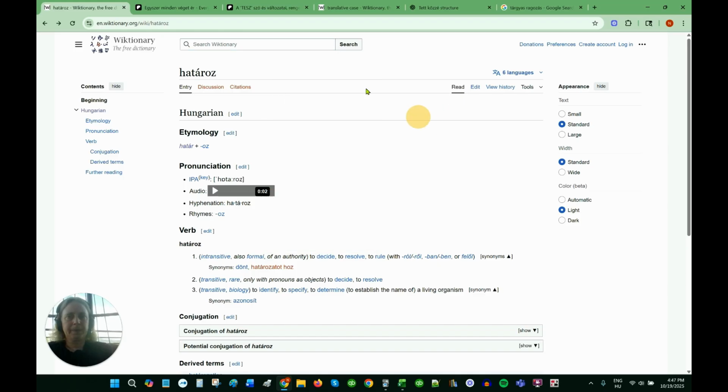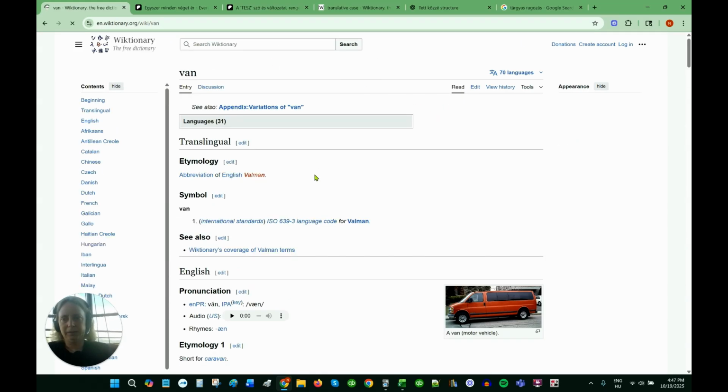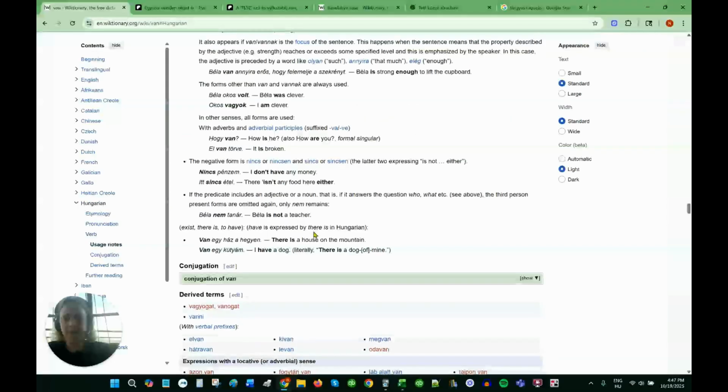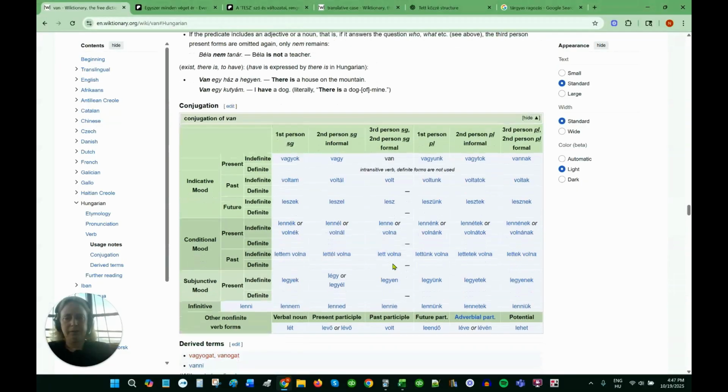All right? So like if we look, the word be is van. That's the word be. And if we go to Hungarian and we want to conjugate it, here, it's an intransitive verb. We can't give you a definite conjugation of it.